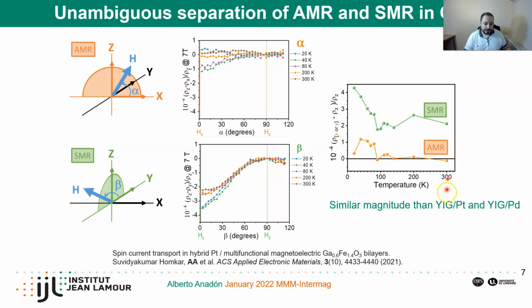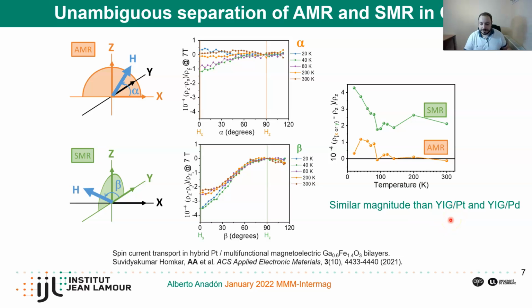From here we also obtain that this spin Hall magnetoresistance has a similar magnitude to the one typically observed in yttrium iron garnet platinum and yttrium iron garnet palladium systems, which are more or less the best systems that we can use in terms of ferromagnetic insulators for ferromagnetic spintronic applications.